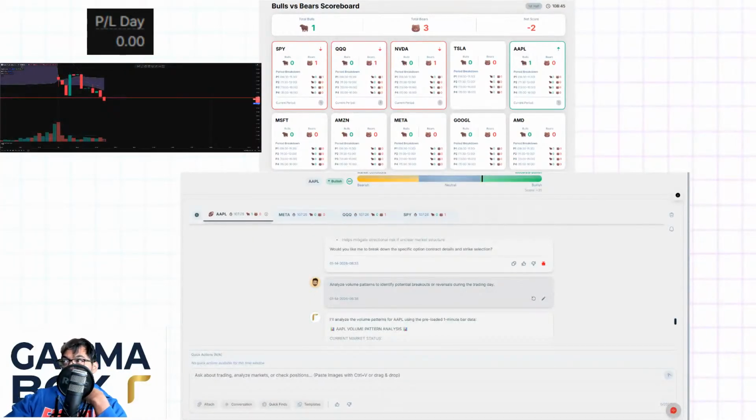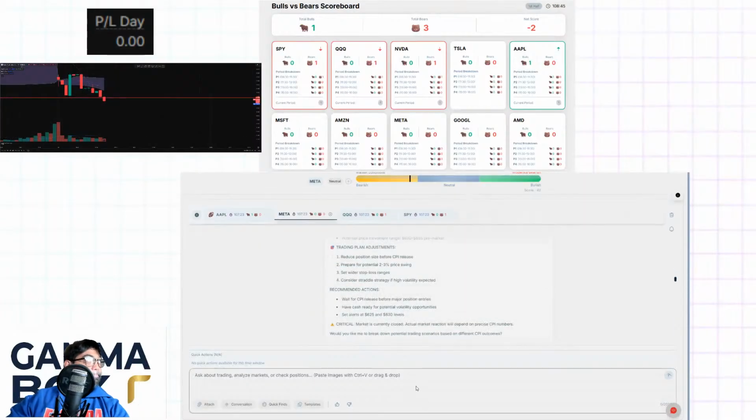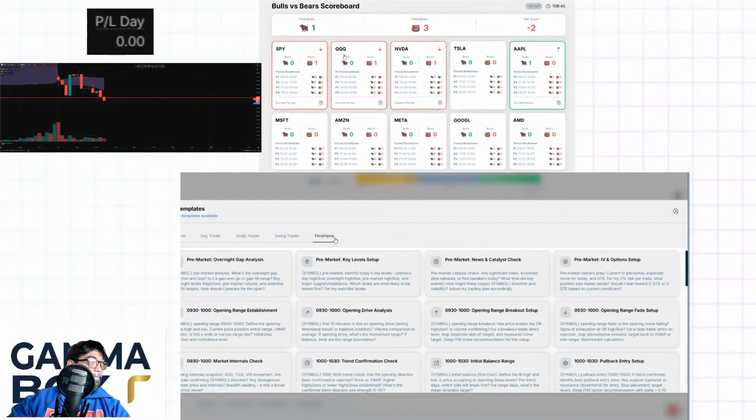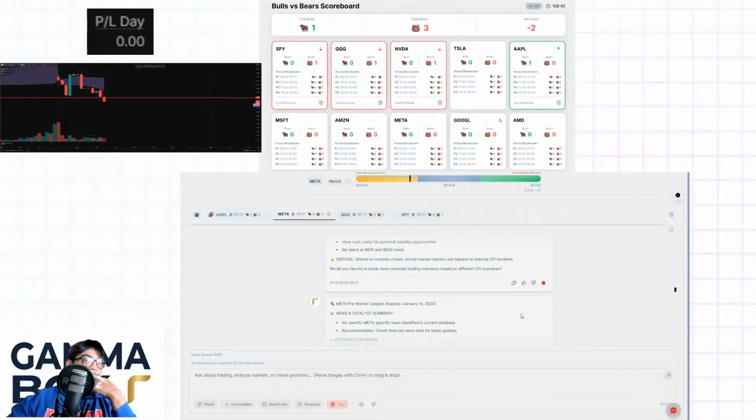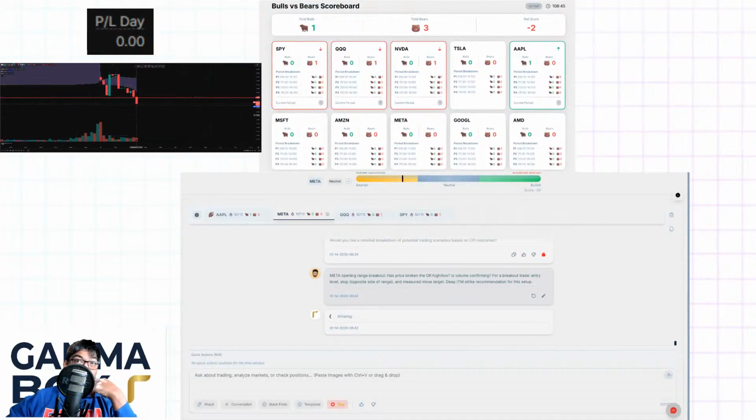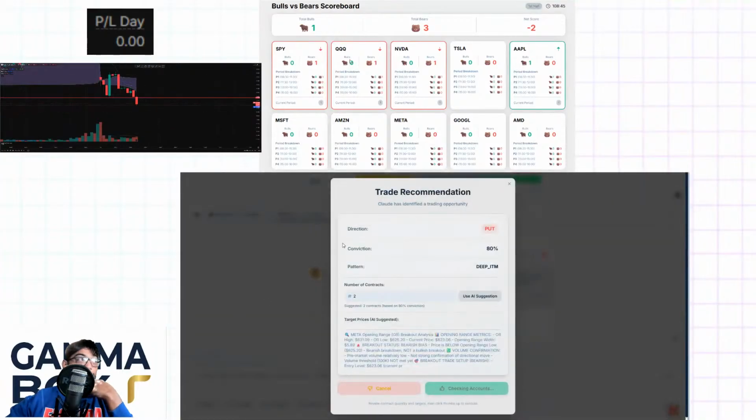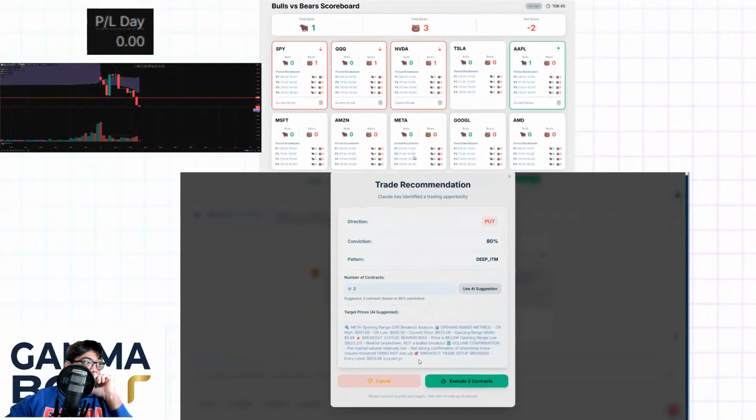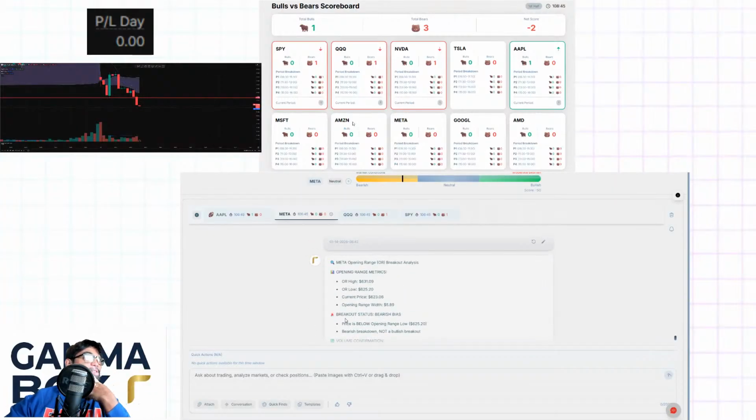But let's look at Meta here. And I want to go time frame, opening range, breakout setup. So what this is telling me right now, just based off the chart, there's volume. It's looking like it's going to be a bearish day. So this has already given a trade recommendation setup. But as of right now, it is way too soon to even think about getting into it.